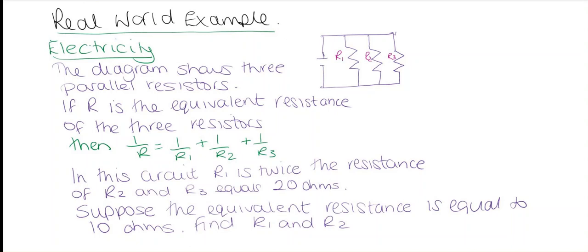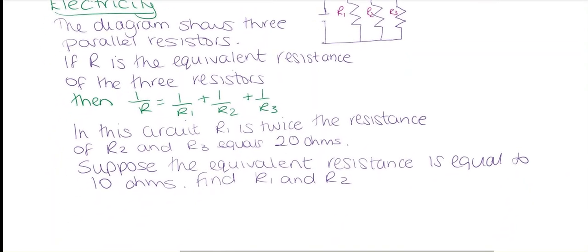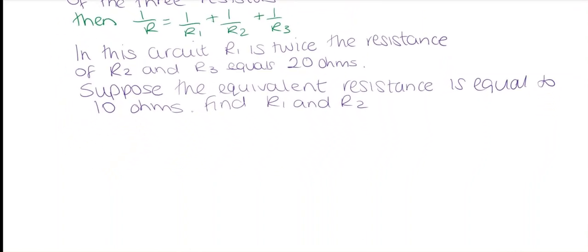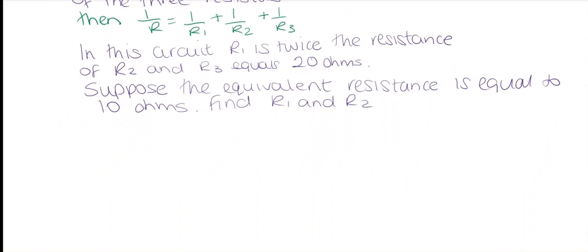So we're going to solve this in the same way as we did with our rational equation. So we're going to look for the lowest common denominator. So the first thing we need to do is write out our equations to what we have.